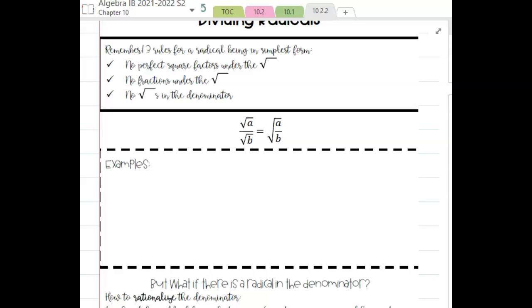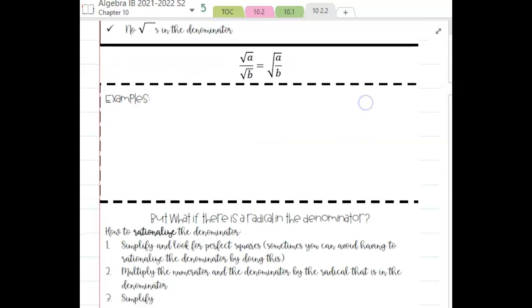But the second one is pretty simple. It says you cannot have any fractions under the radical sign. That's a pretty easy problem to fix, you guys will see. But this last one is the one that gets a little tricky because you cannot have any radicals in the denominator. You can have them in the numerator, no problem there, but you cannot have a radical in the denominator. So let's talk first about if you have a fraction under the radical sign.